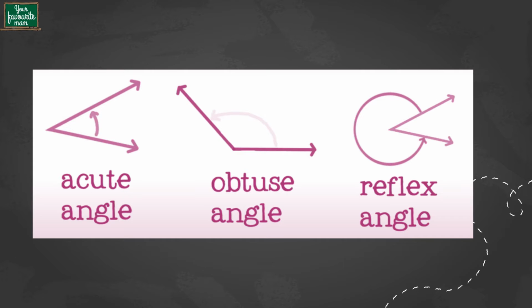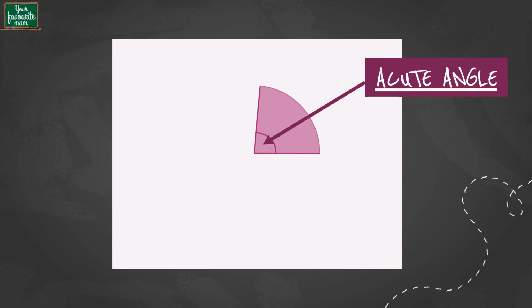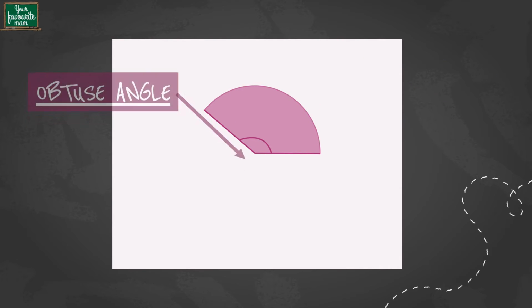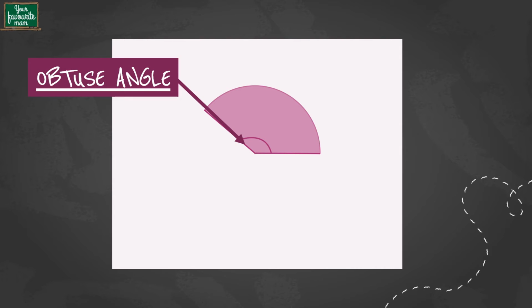Now there are three other types of angles: acute, obtuse, and reflex. An acute angle lies between 0 degrees and 90 degrees. So it is always less than 90 degrees. An obtuse angle is the opposite of an acute angle. It is the angle which lies between 90 degrees and 180 degrees.